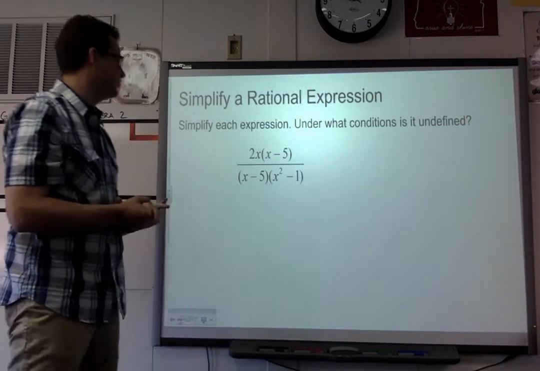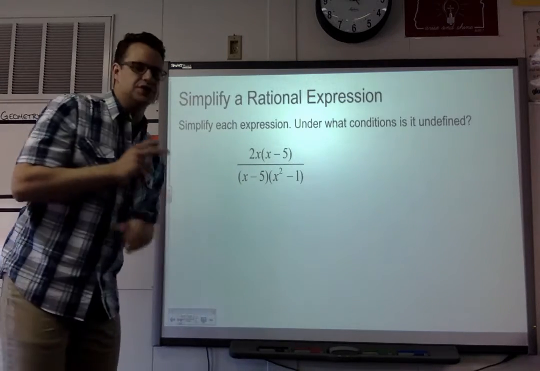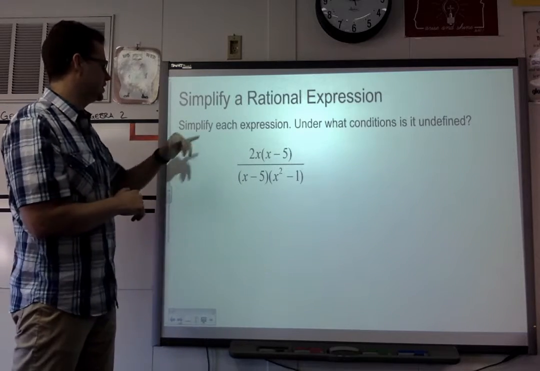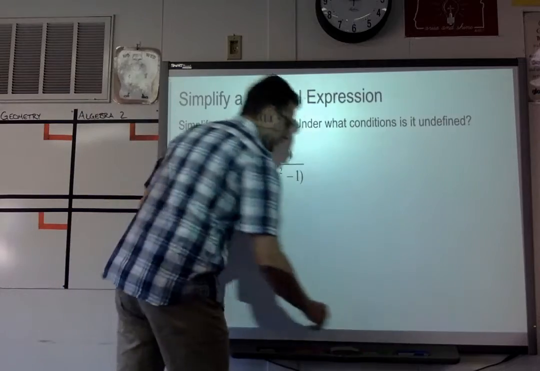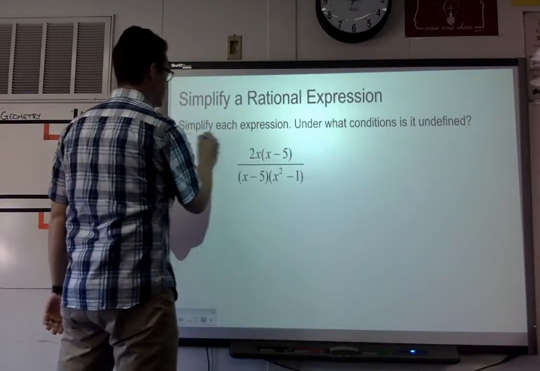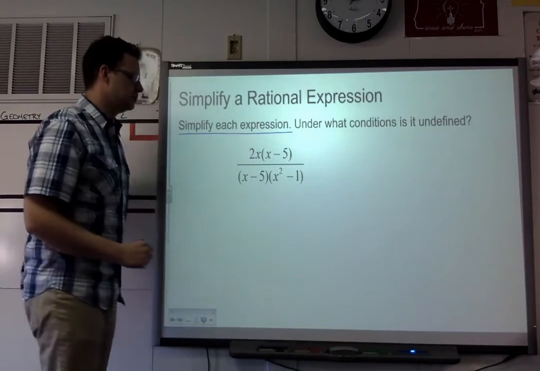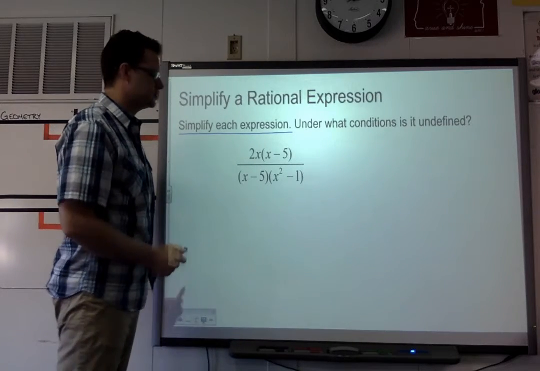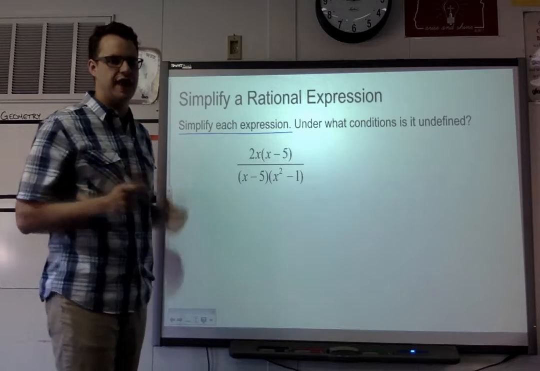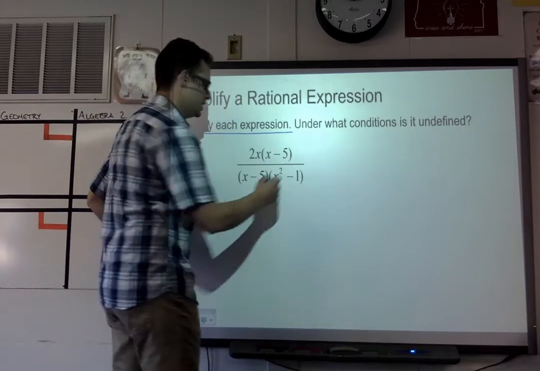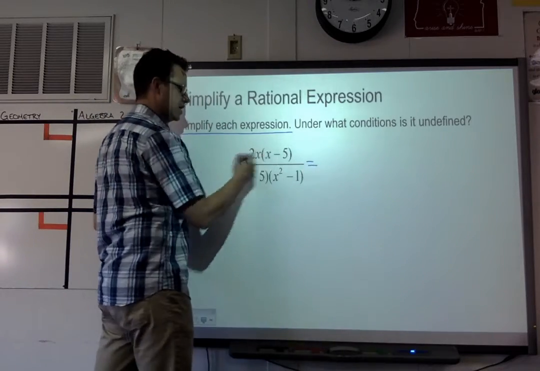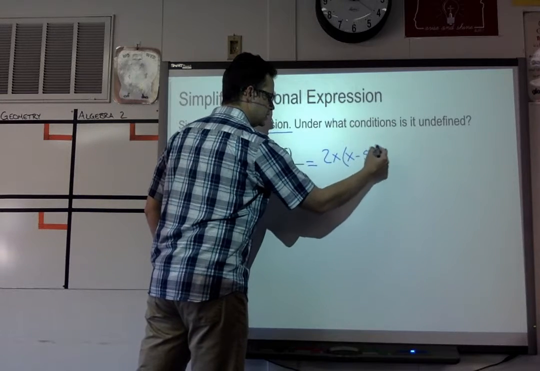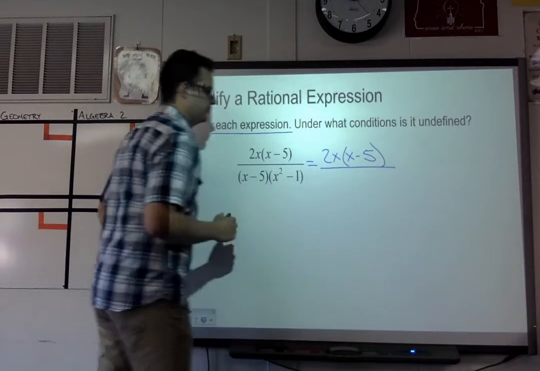All right, so simplifying a rational expression. There's two different things that we need to do here, so make sure you read directions carefully. The first thing is that we need to simplify each expression. So the first part I'm going to do in blue, I need to simplify the expression. Now, in order to simplify the expression, I need to get everything factored to its simplest form. So on the top, there's nothing I can factor there. That's going to stay as 2x times x minus 5.